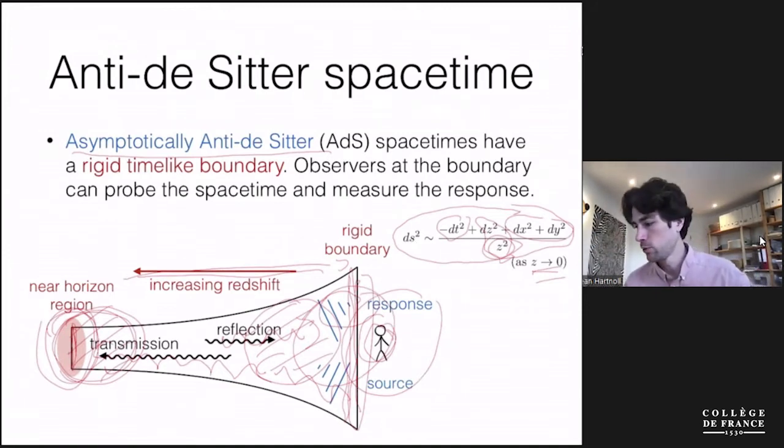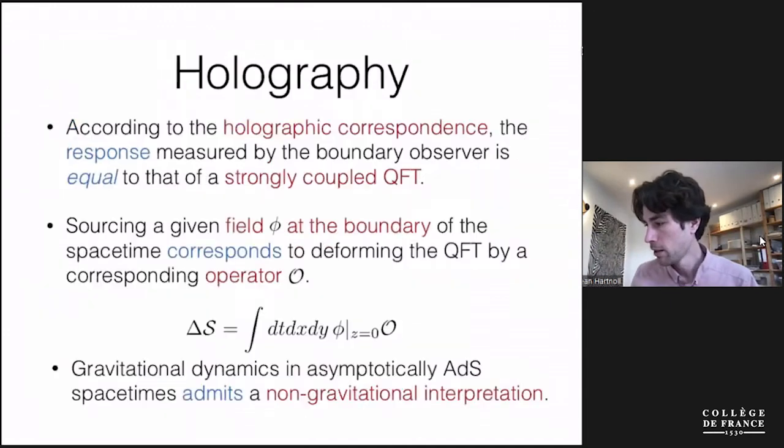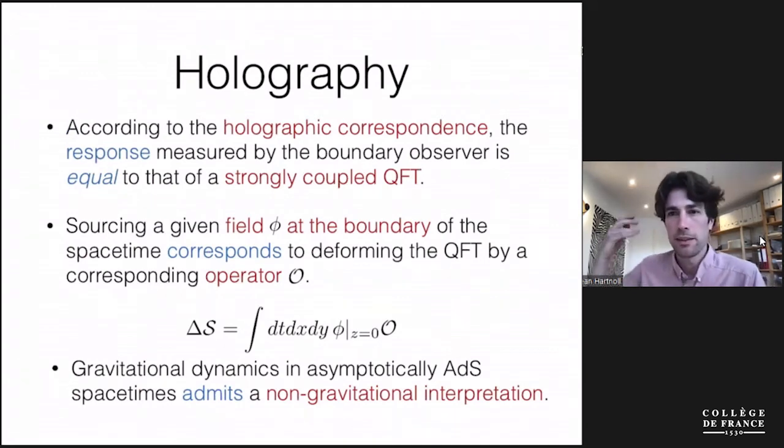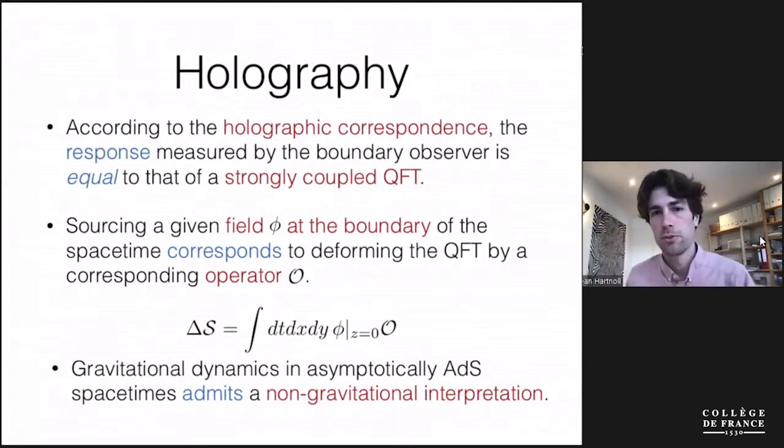Okay, so that was one page about what AdS, anti-de Sitter space, is as a spacetime, and what's most important about it is it has a nice boundary. Now, what the AdS/CFT duality or the holographic correspondence states is that this response that is measured by the observer at infinity is equal to the response that you would measure in a certain strongly coupled quantum field theory with no gravity in it.